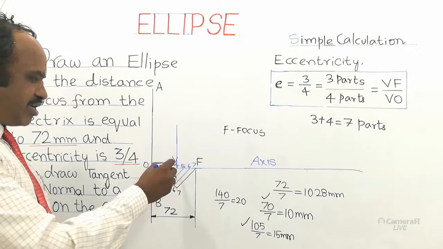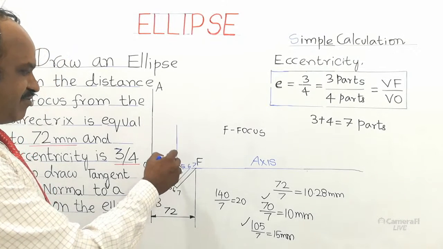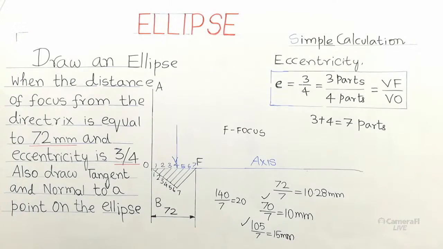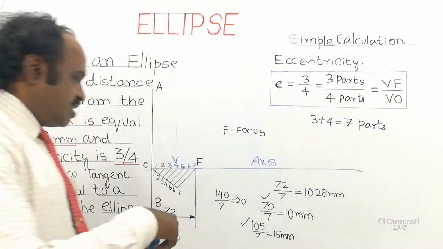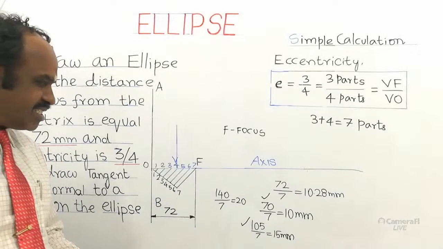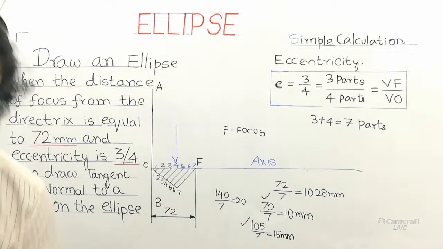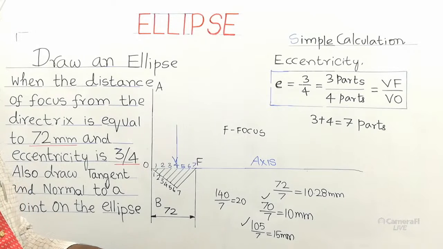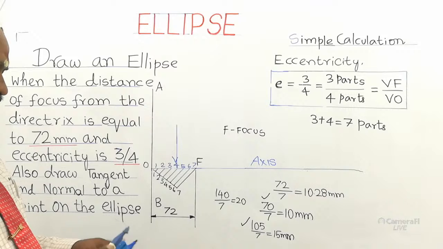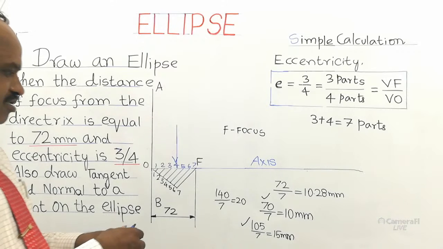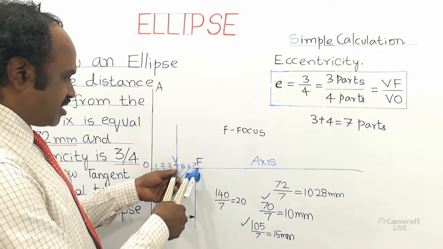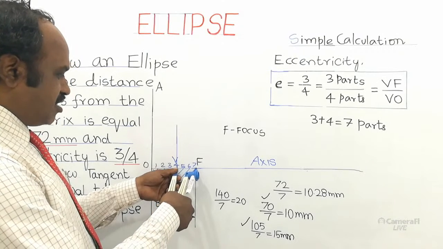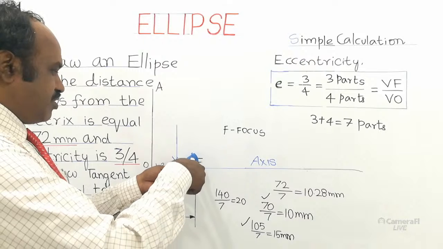So the fourth point, that is point 4, is marked as the vertex V. Understand? Now take your compass. Keeping V as center and VF as radius, draw an arc like this using your compass.